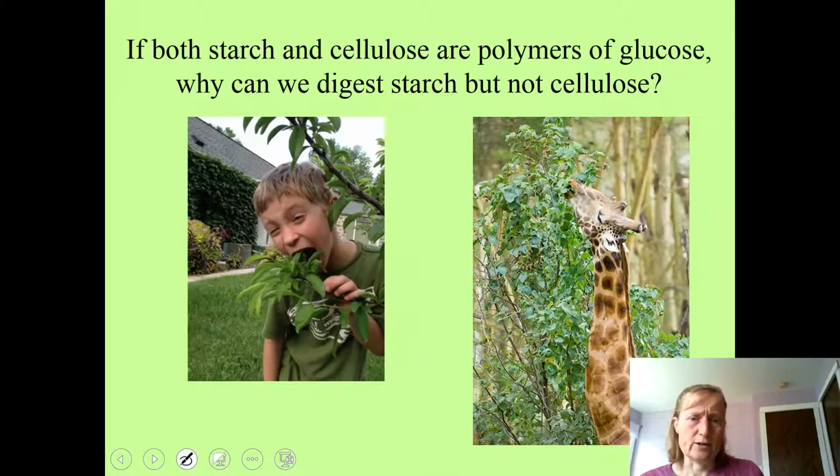Like this little kid here. If you're hungry, do you just walk outside and grab some maple leaves and gobble them down? Or you do eat some leaves. We do eat lettuce and things like that. But if both starch and cellulose are polymers of glucose, why can we digest starch but not cellulose? We can't digest cellulose, can we?